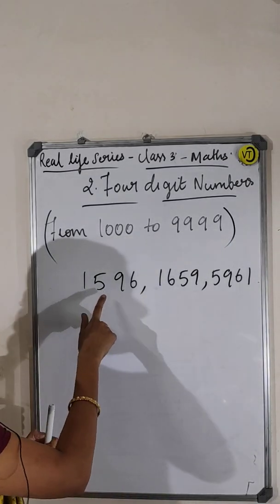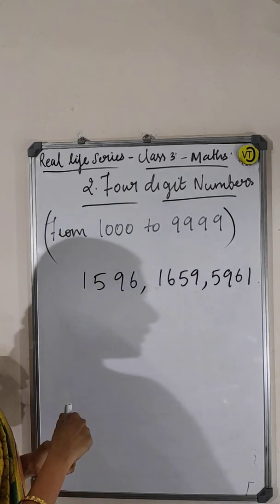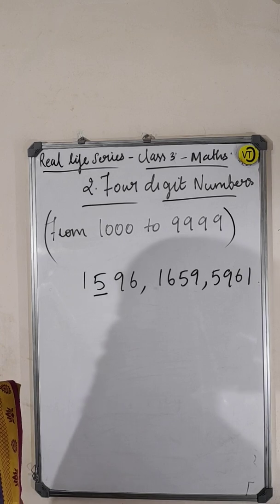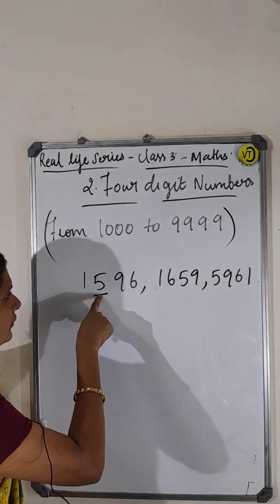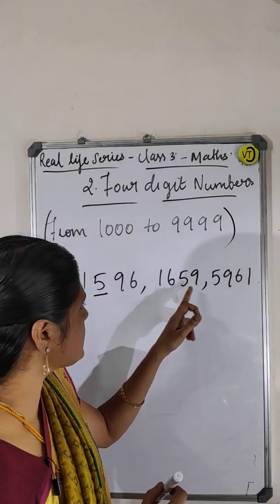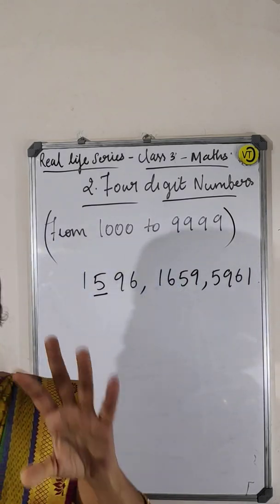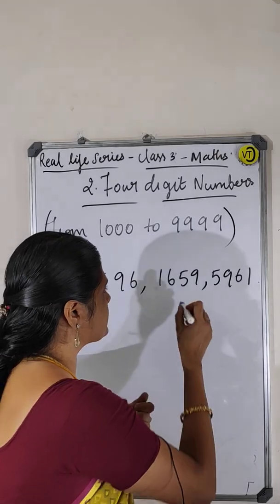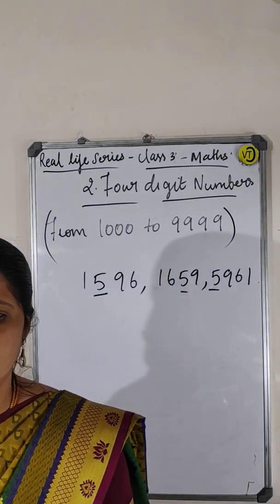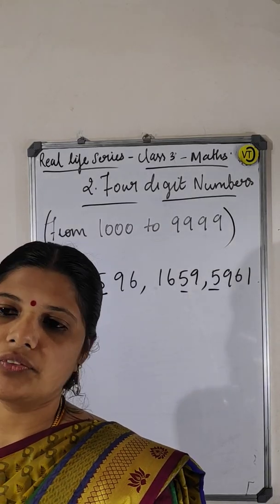In 1596, 5 is in the hundreds place. So we read it as 500. Here, what is the 5? It is in the tens place, so we can call it 50. What about this case? Ones, tens, hundreds, thousands. So it will be 5,000. We read it as 5,000.